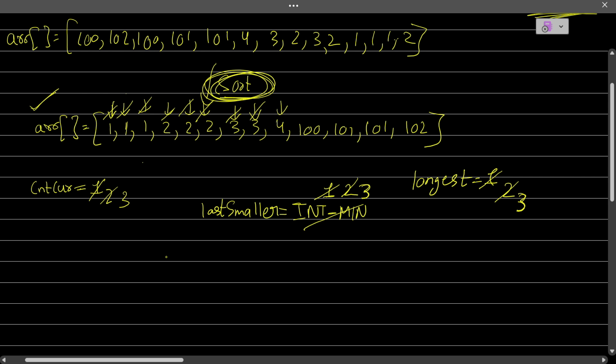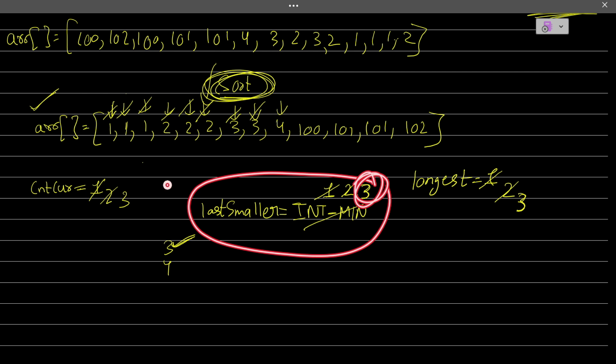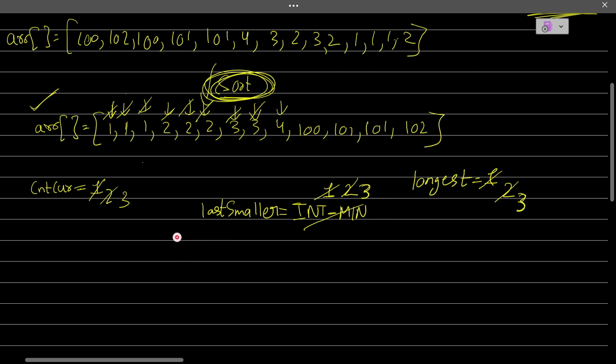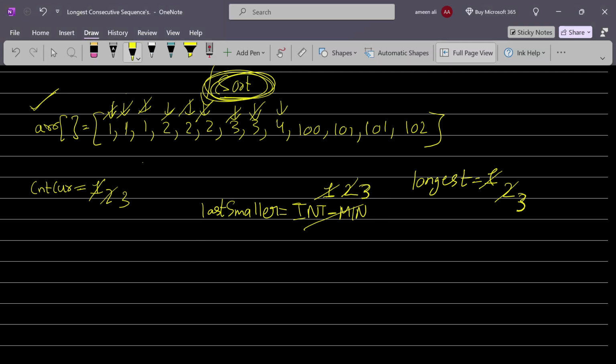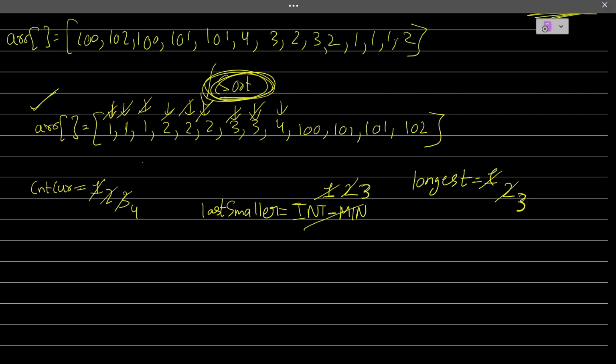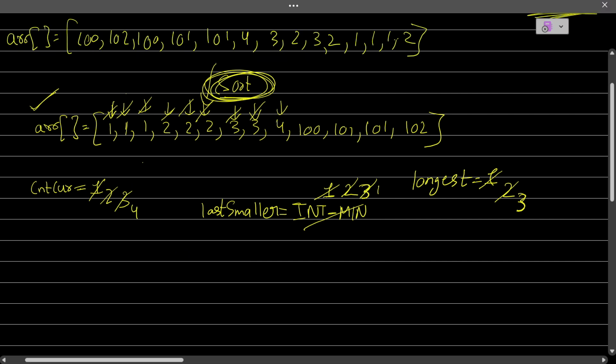When I have got 4, I'll look for the previous element. The previous element was 3. Is there 3 in my sequence? Yes, I have got 3 in my sequence. So I'll take it. Then I increase my counter to 4. Then my last smaller element will be 4, and I update my longest to 4.